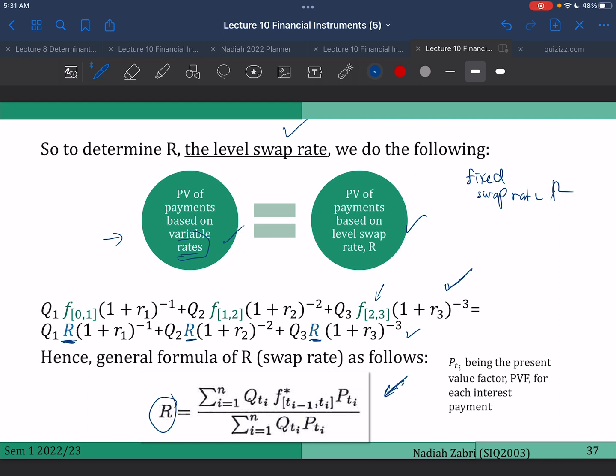So R, based on this assumption, will be the sum of all of the notional amount times the forward rate times the present value. P_t is the present value. If we are talking about the first swap payment, the P_t will be v1. If we are talking about the swap payment that is paid in the second year, this P_t will be v2, and so on. And the denominator will be as follows: Q times P.